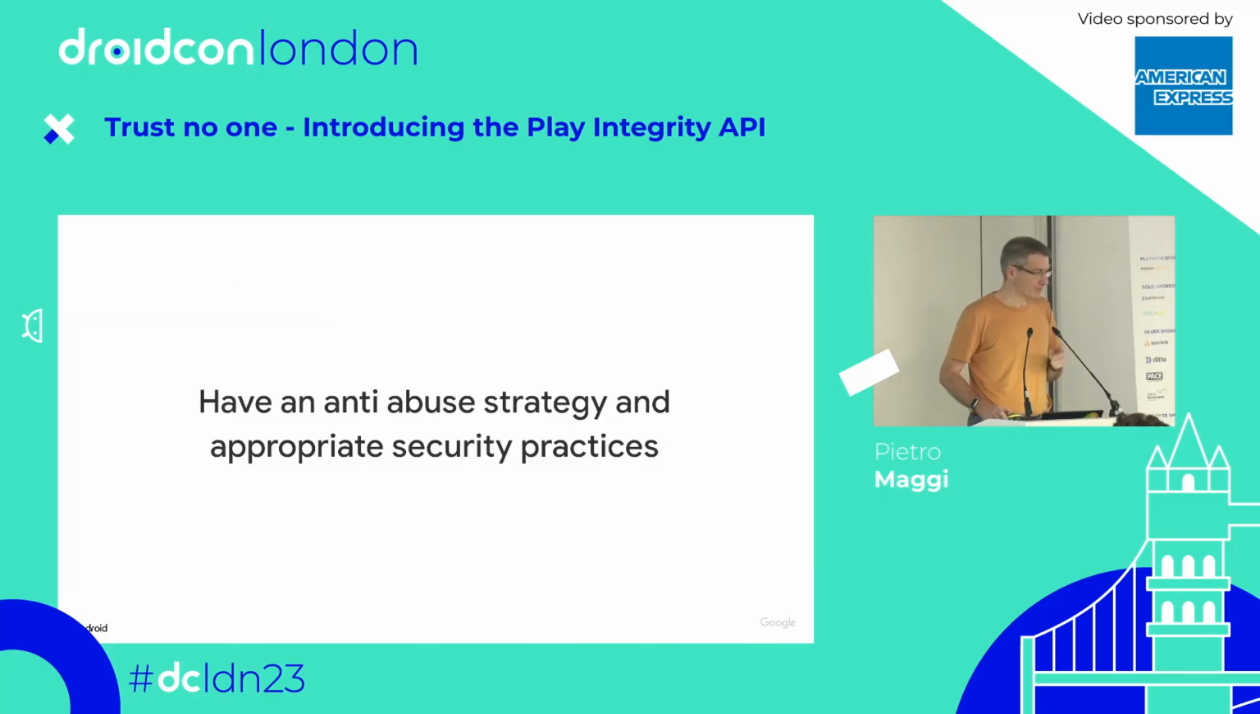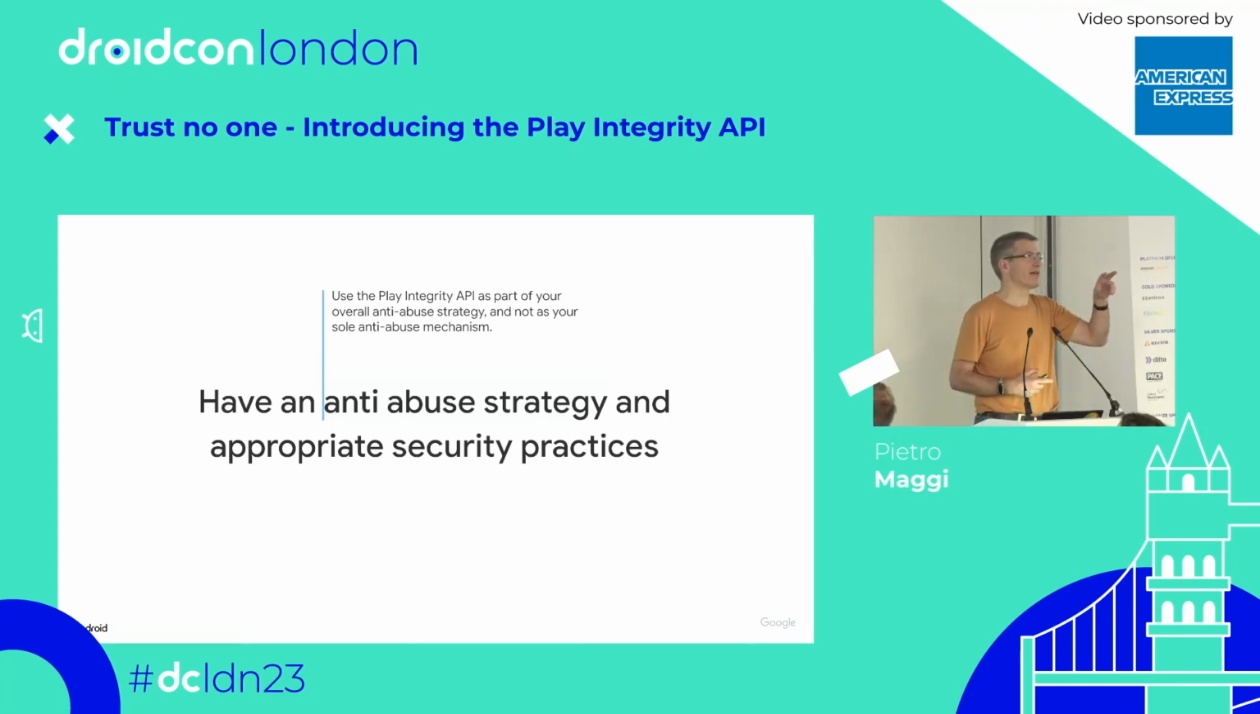The idea is that you need to have an anti-abuse strategy, and also have appropriate secure practices for your application. For the anti-abuse strategy, I'm talking today about the Play Integrity API. It's not the only solution for anti-abuse. It's one part of a solution.